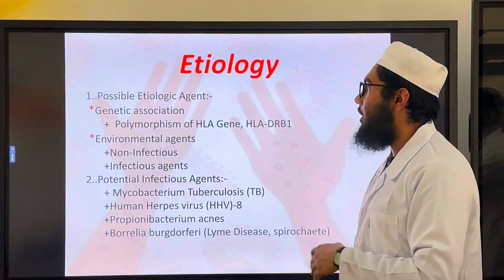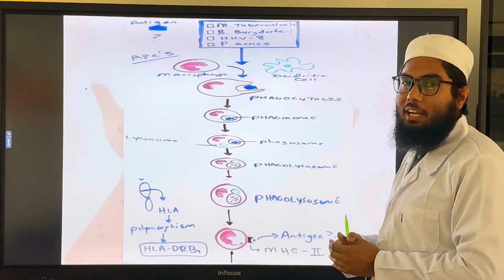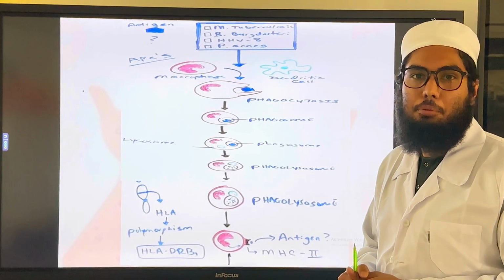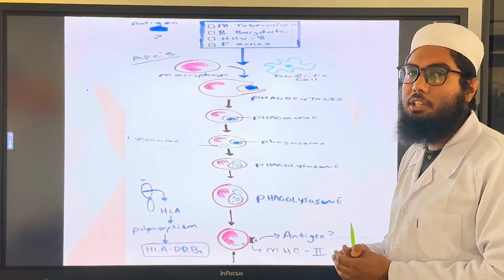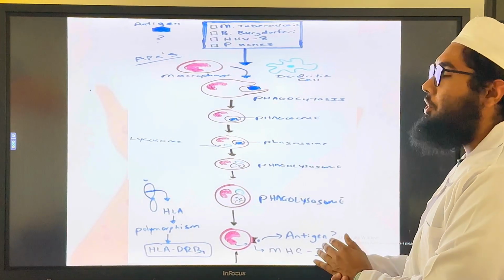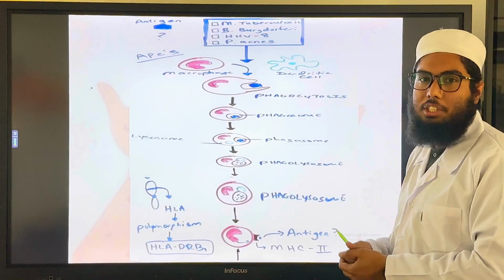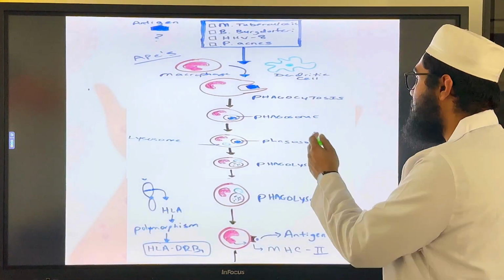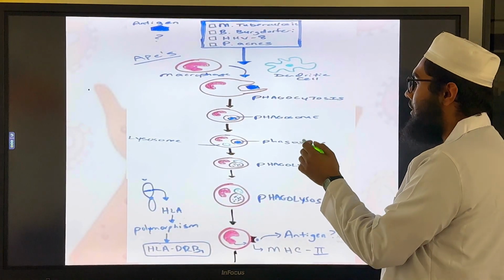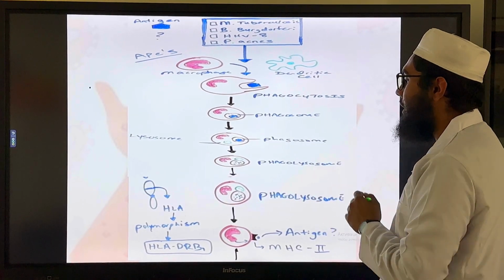We'll now move to the next slide, the pathogenesis. We have antigens, as I said earlier: HHV-8, P. acnes, and Mycobacterium tuberculosis, which is a bacterium. When they get exposed in our body, macrophages and dendritic cells start the phagocytosis process. After phagocytosis, they take the antigen inside into phagosomes. Phagosomes will fuse with lysosomes. They will form the phagolysosomes.